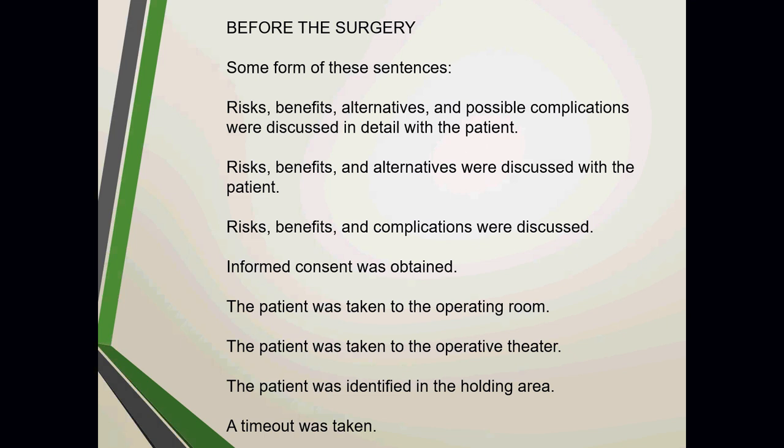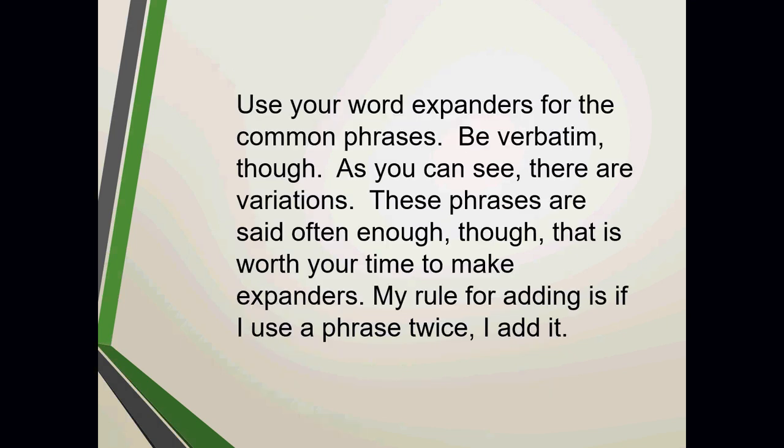Informed consent was obtained. The patient was taken to the operative room, operative theater. The patient was identified in the holding area. A timeout was taken. Now, a timeout was taken is important because different patients have been incorrectly taken to the operating room and had incorrect surgeries done on them. So that's very important, that a timeout was taken and they identify the patient and make sure they have the right one. Use your word expanders.